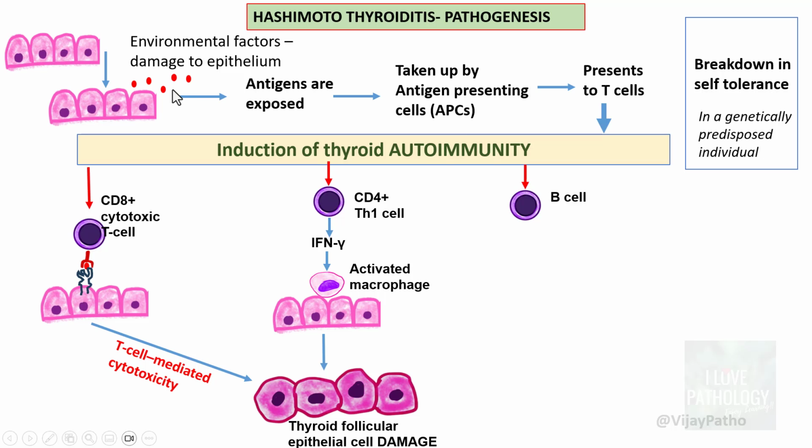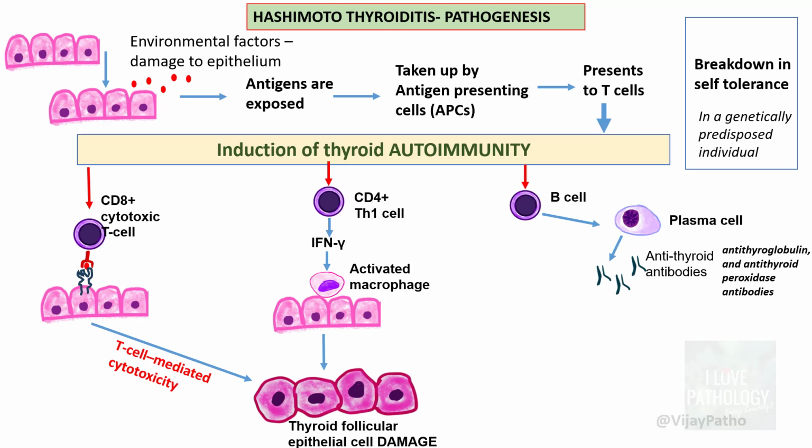Now that the antigens are exposed, the B cells are activated. They get converted to plasma cells to produce more and more antibodies. What are those antibodies? These are called anti-thyroid antibodies, antibodies to these exposed antigens. And the antibodies are most often anti-thyroglobulin and anti-thyroid peroxidase antibodies. Once you have anti-thyroid antibodies, what happens? These antibodies go and bind to those exposed antigens on the epithelial cells, right?